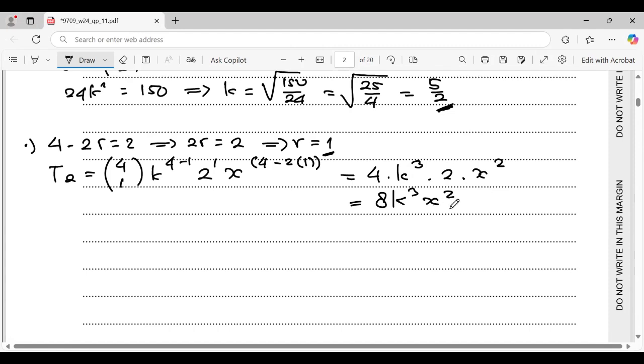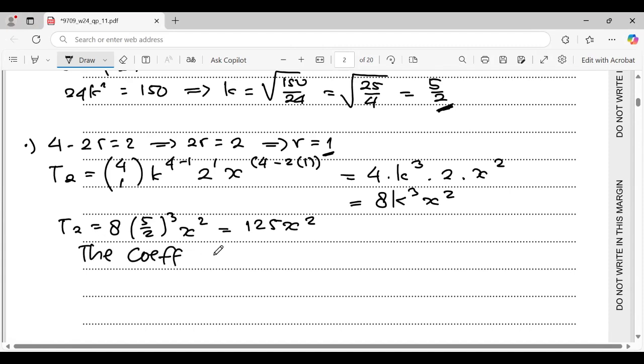Now substitute k equals 5 over 2 into T2. If you substitute, T2 equals 8 times (5/2) cubed x squared. And 2 cubed is 8, so 8 divided by 8 equals 1. So 125 x squared. So the coefficient of x squared equals 125.